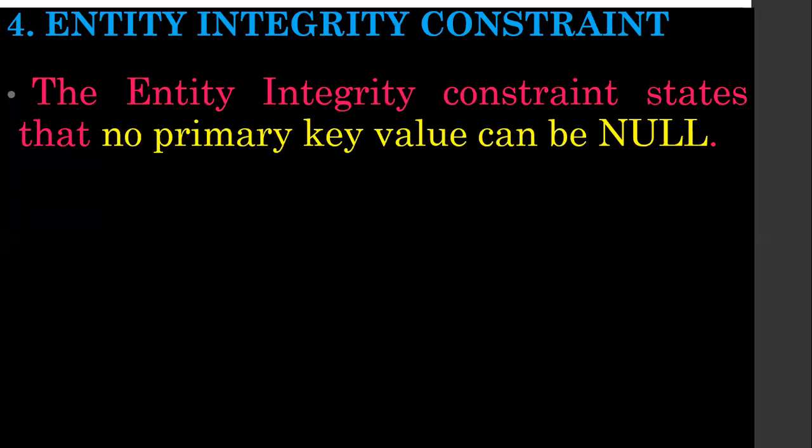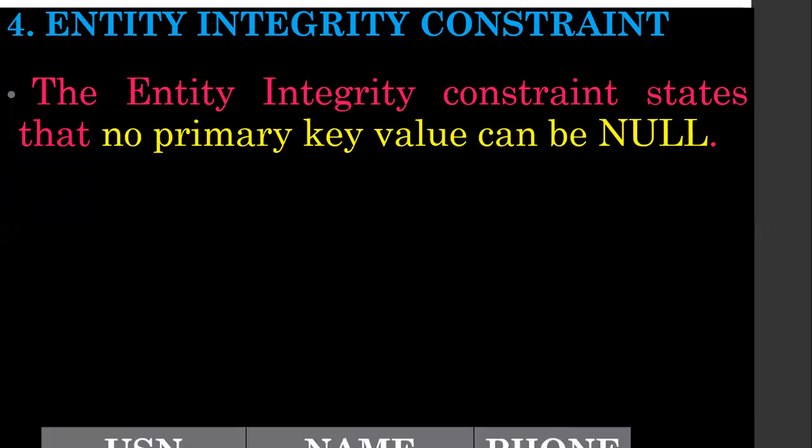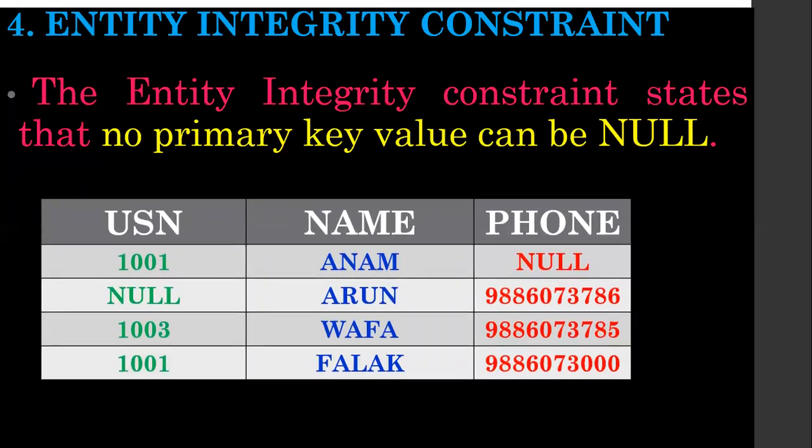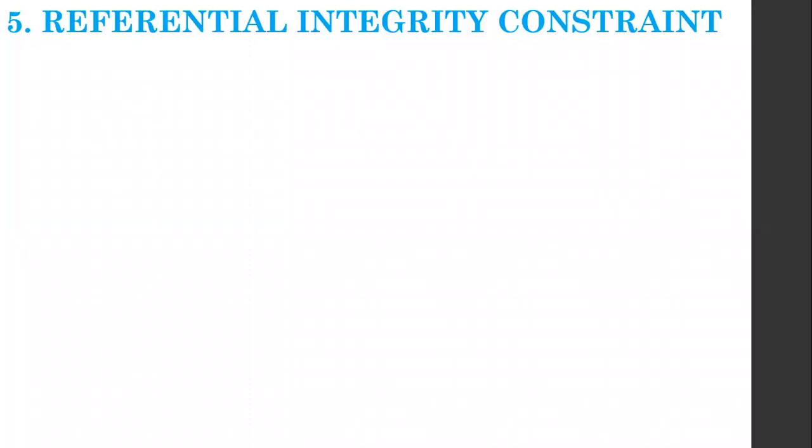For example, if you have taken USN as primary key for student, you can't leave USN as null by giving the reason as I forgot the USN, USN is not applicable, USN is missing, or USN is not defined. No, you cannot give any reason and can't leave the value of USN as null. That is referred to here as the entity integrity constraint, that is, no primary key value can be null. So here I have given USN as null, but this is not acceptable because this will violate the entity integrity constraint. So next is the referential integrity constraint.